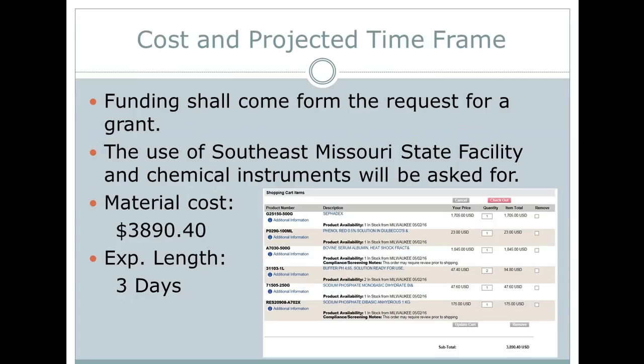To keep costs down for this experiment, the use of Southeast Missouri State facilities and chemical instruments will be requested. Furthermore, the request for a grant shall be submitted to cover all chemical expenditures. Due to serum albumin's instability, the experiment shall last no longer than 3 days from the time the serum albumin is obtained.